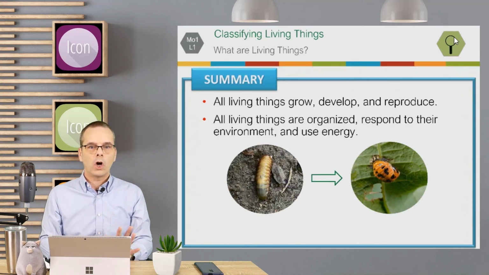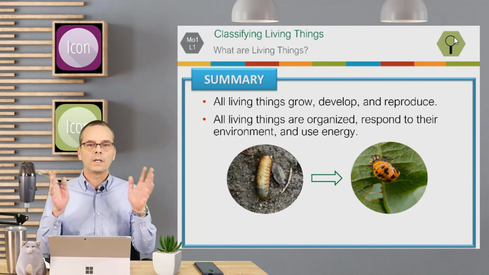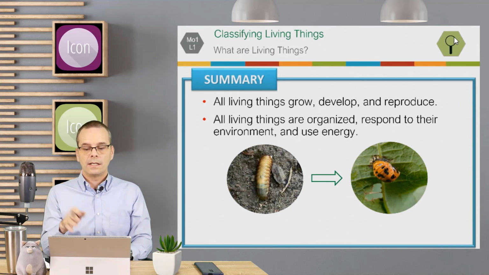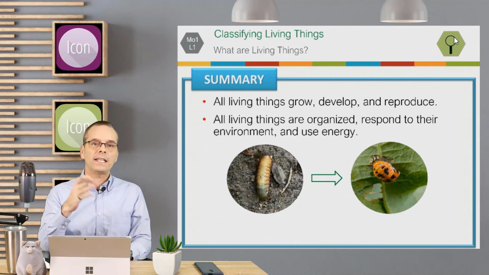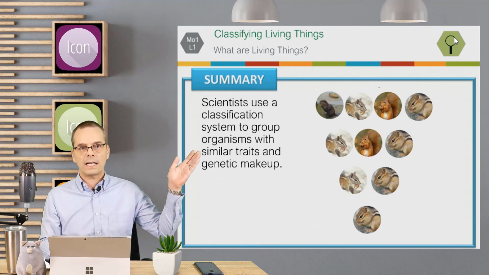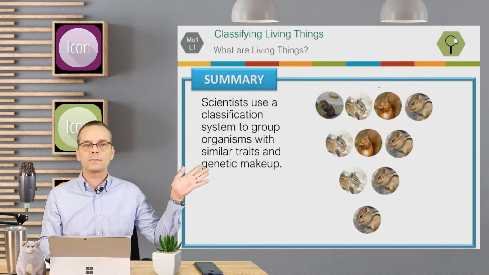So in summary, all living things grow, develop, and reproduce. All living things are organized, they respond to their environment, and they use energy. And scientists use a classification system to group organisms with similar traits and genetic makeup.